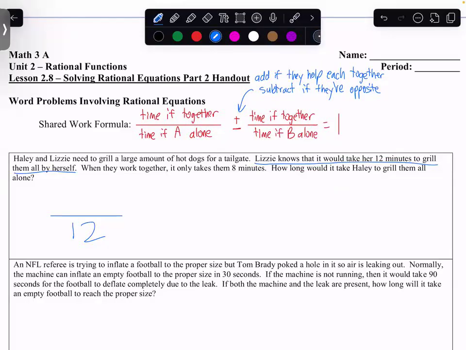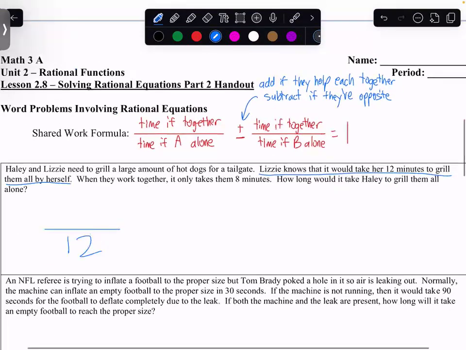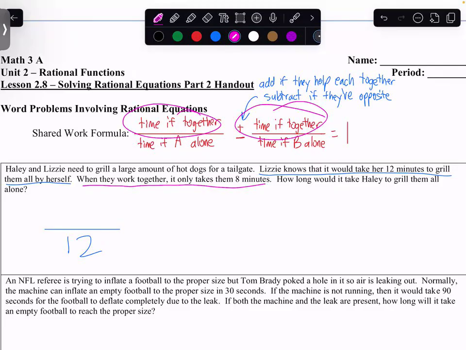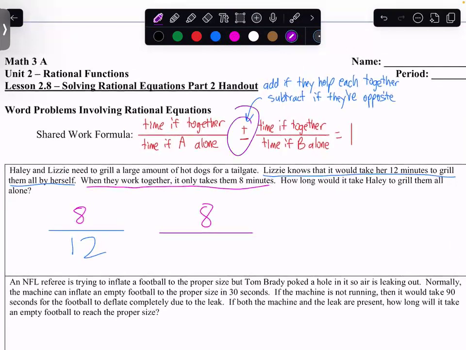And then we also know that when they work together, it only takes them 8 minutes. So both numerators will be 8. And then now, is it a plus or a minus? Plus. They're helping each other. They're both grilling hot dogs, right? It's not like one person is grilling and the other person's eating or throwing them away, right? They're both creating grilled hot dogs. So for this problem, we add.